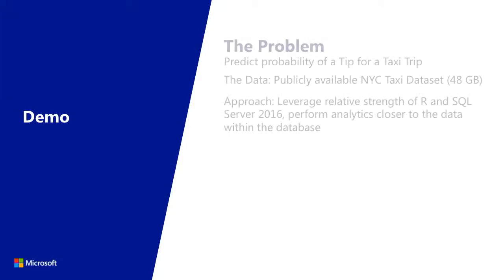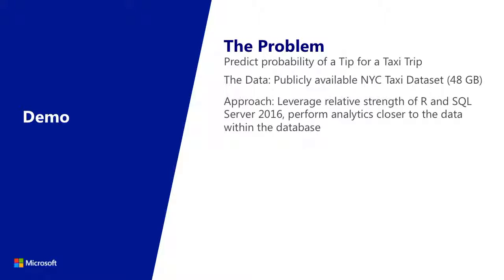Now I'm going to walk you through an end-to-end demo using NYC taxi data to show you how you can build your intelligent app using SQL Server 2016 with R Services. The problem we're going to tackle today is to predict whether a trip is tipped or not. The data we're going to use today is the NYC taxi data 2016.